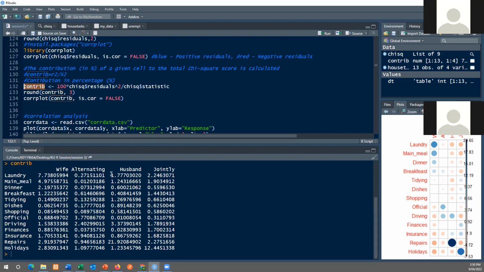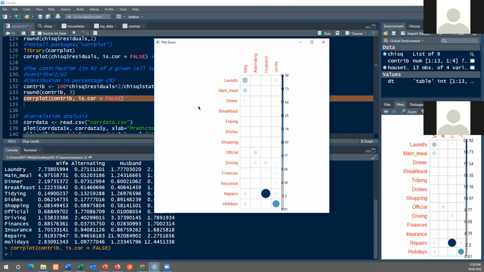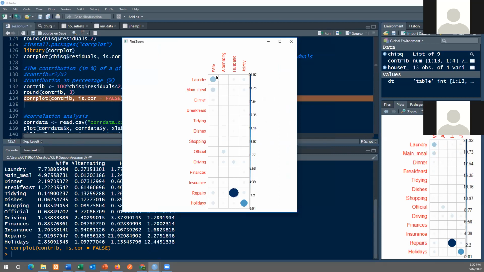Now, if we put the contribution as a plot, we will be able to see the contribution instead of the residual. In this case, what are the most contributing tasks across the groups? You can see the big circles: the bigger the circle, the bigger the contribution. Obviously, here you can say laundry for wife, repairs for men, and the main meal for wife. You can also see some smaller circles giving a significant contribution across X by Y.